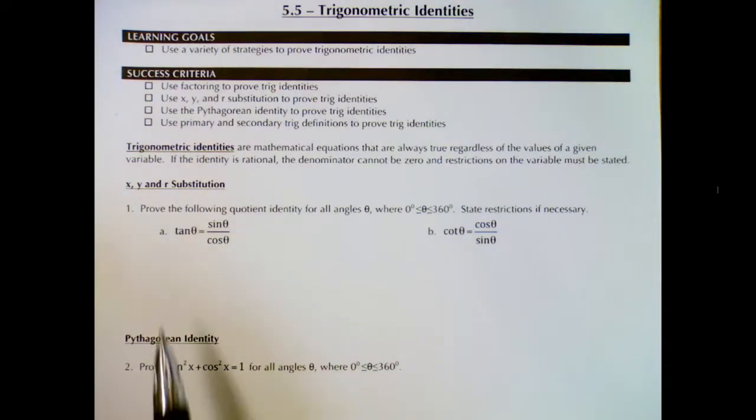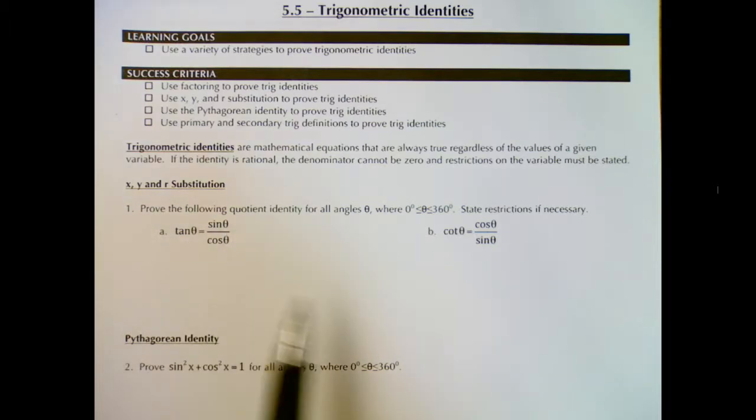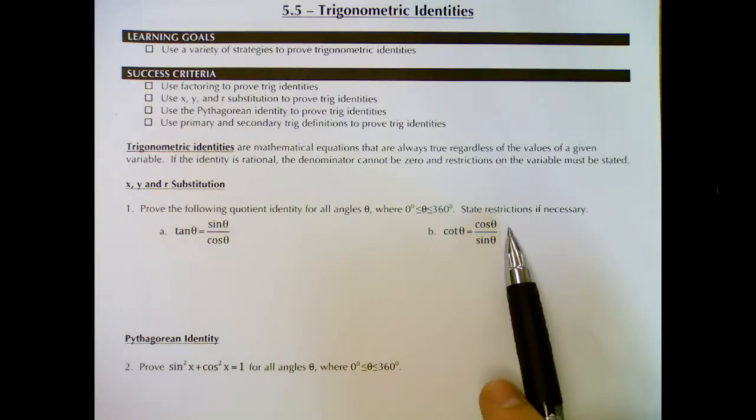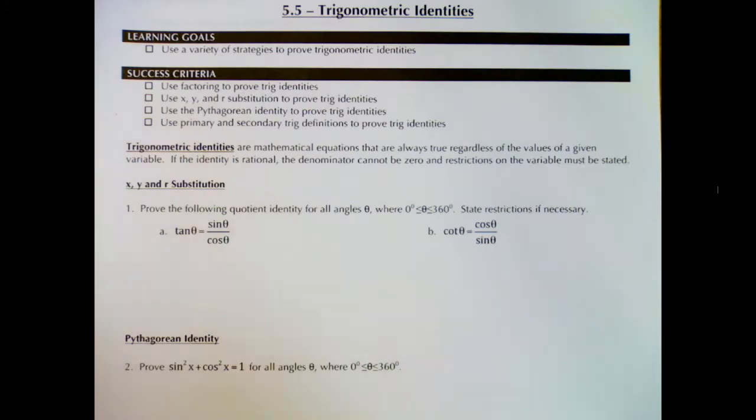We're going to develop that tan theta is equal to sine theta over cos theta. Cotan theta is equal to cos theta over sine theta, and one called the Pythagorean identity that says that sine squared x plus cos squared x equals 1. So let's give it a shot here.